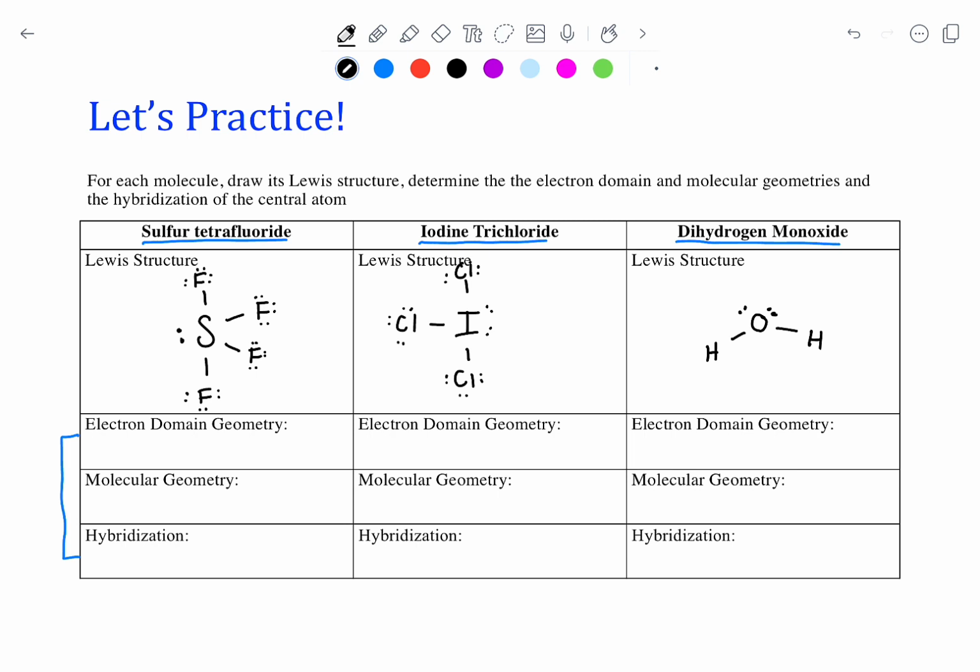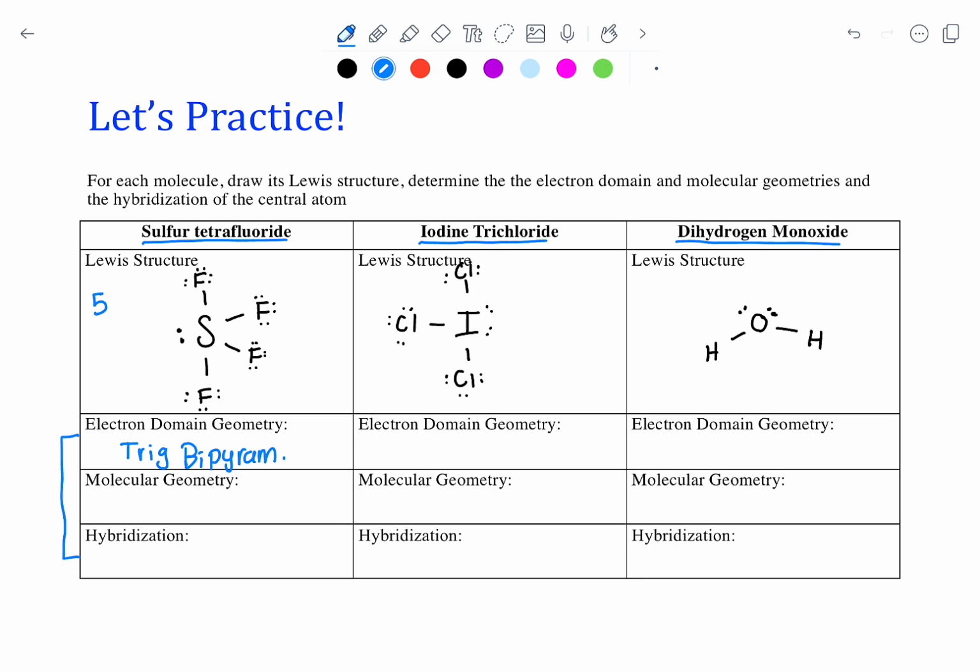Okay, I quickly drew out my Lewis structures for these. Again, if your Lewis structures do not match mine, please pause your video and review your Lewis structure rules to make sure you're getting the correct Lewis structure. So we can use our chart now to determine our electron domain geometries and our molecular geometries. So if we look, sulfur tetrafluoride has 5 electron domains. 5 electron domains corresponds to trigonal bipyramidal. Okay, that's the electron domain.